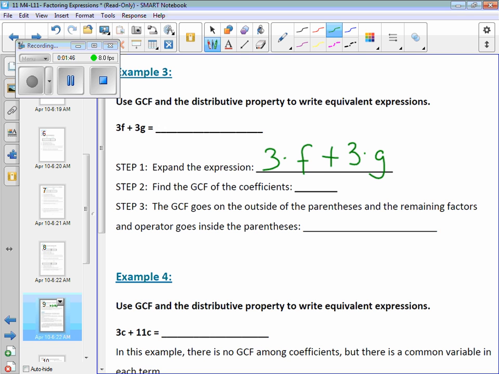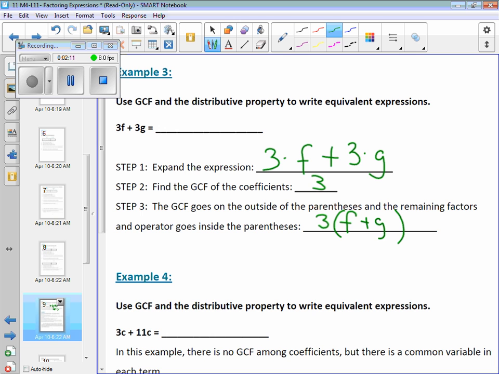Is there a GCF for 3 and 3? And if so, what is it? Go ahead, Sam. 3. We're going to factor out the GCF. Once you find that GCF, that goes on the outside of the parentheses. You tell me what goes in. F plus 3. Right.